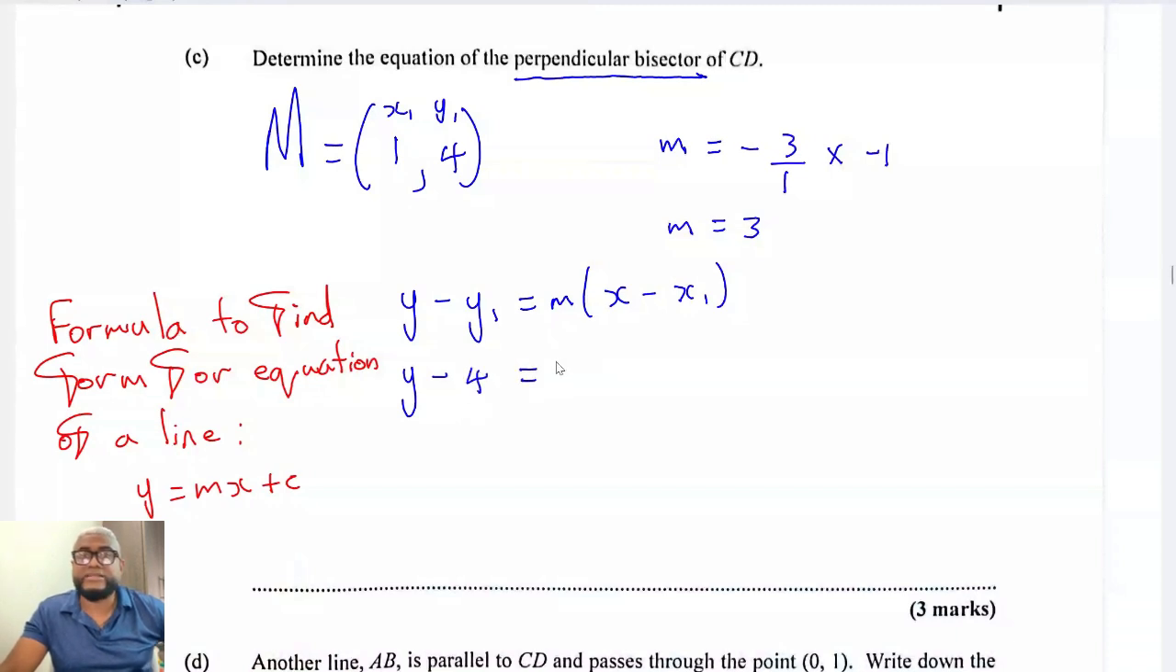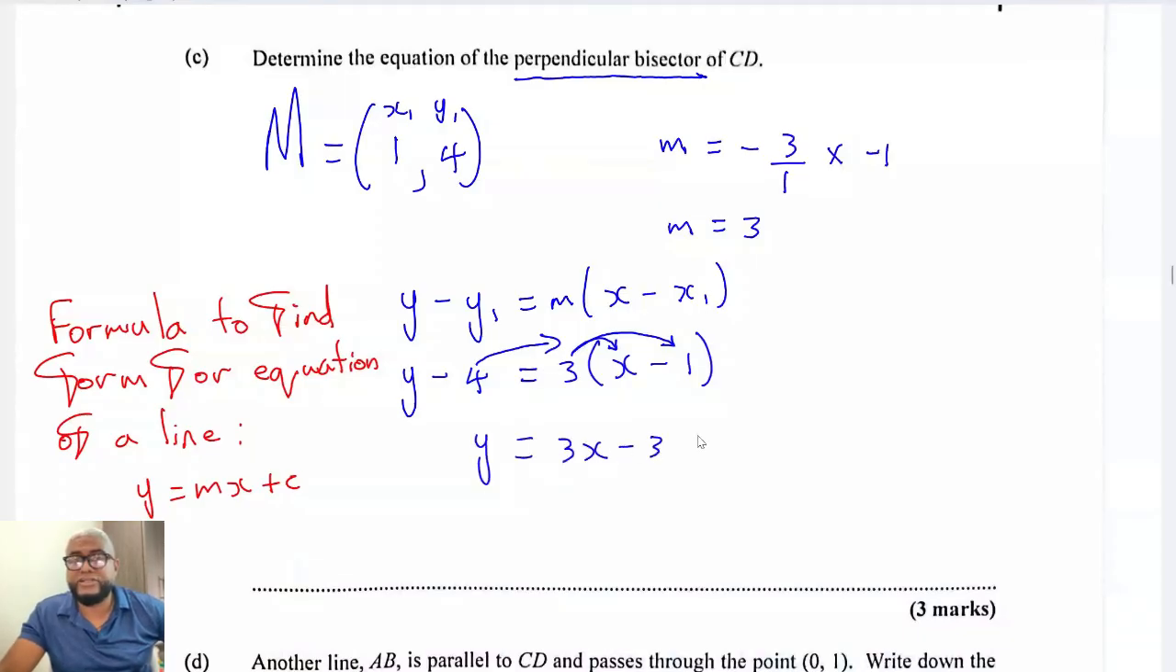Y minus 4 is equal to what is m? 3 open brackets x minus what is x1? 1. All right, let's go. So you're multiplying this 3 by x and 3 by negative 1 coming here. So y is equal to 3x minus 3, right? And negative 4, when it comes over, becomes y is equal to 3x. Negative 3 plus 4 would be plus 1, right?